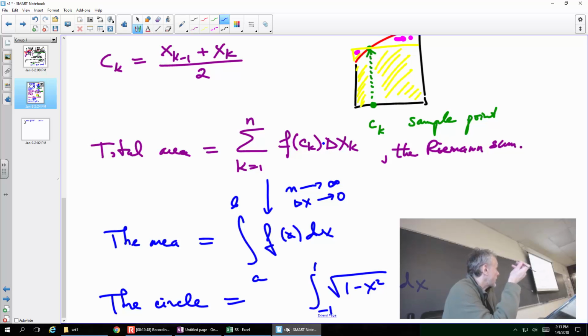It depends on the nature of the function. What kind of functions do you know that behave well? Continuous functions. Continuous functions are integrable. So as long as that function f of x over there is integrable, continuous, we have that the limit exists, and therefore the area makes sense.